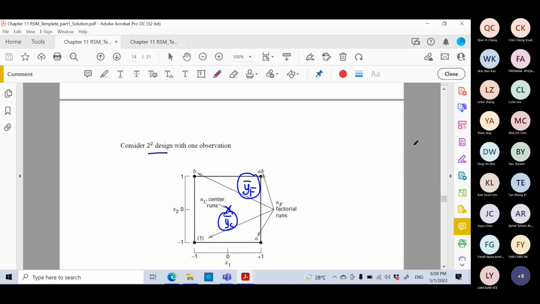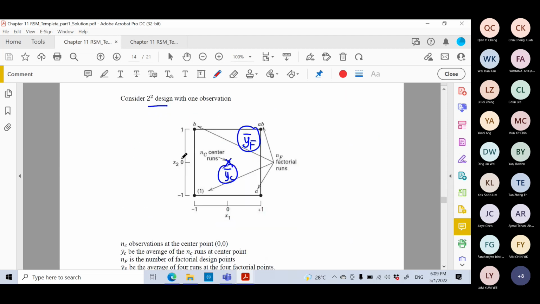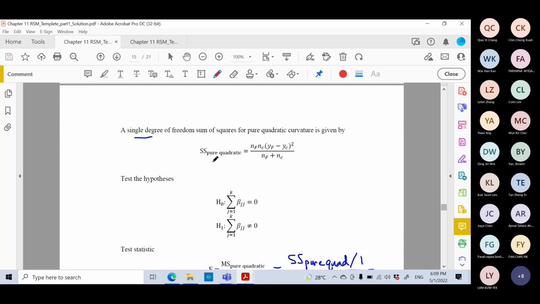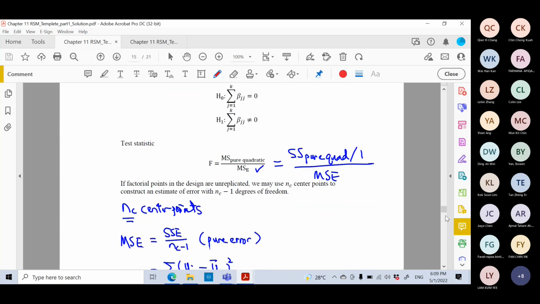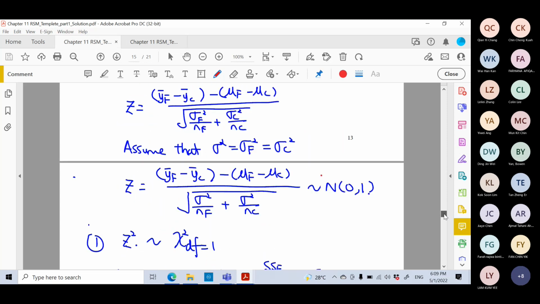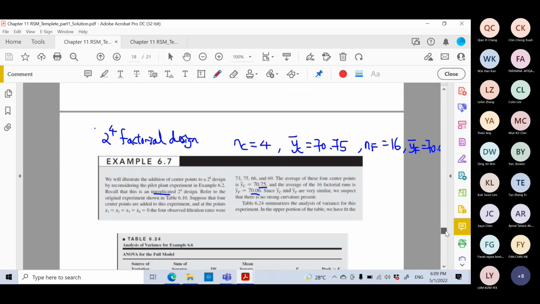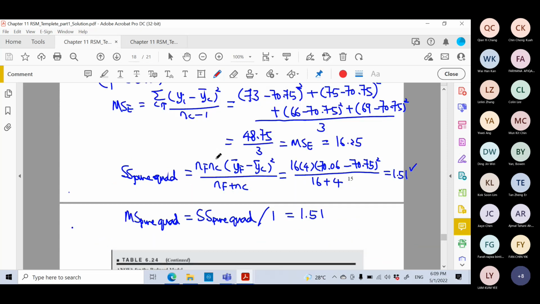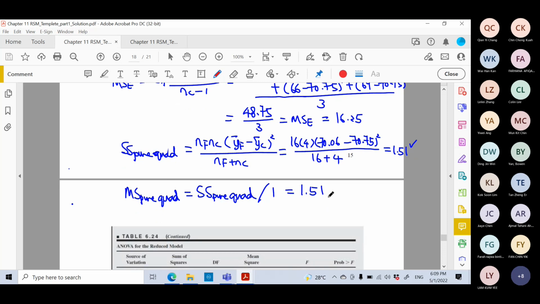Therefore, you can see that if you have a low level and a high level for x1 and x2, then the center point will be 0. To test whether the quadratic term is important or not, I have shown you how to do it and the formula for how it is derived. This one I do not want to repeat anymore. We can test the hypothesis whether the quadratic term is necessary or not.